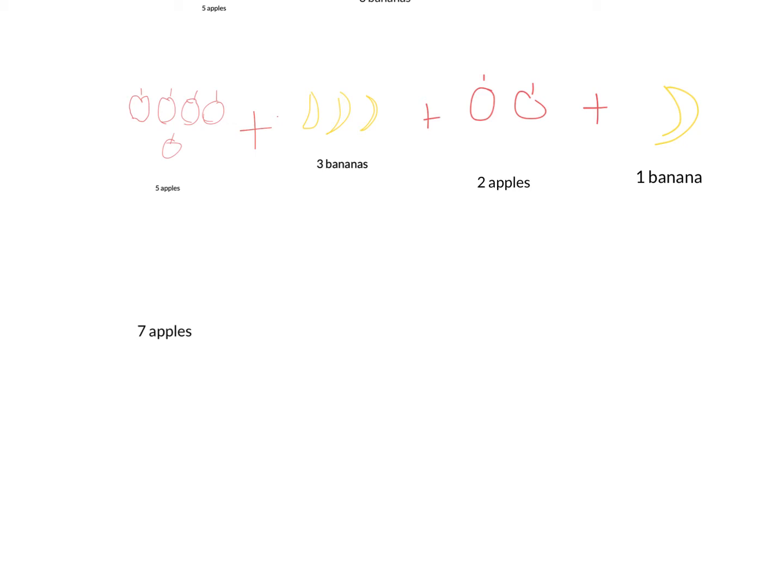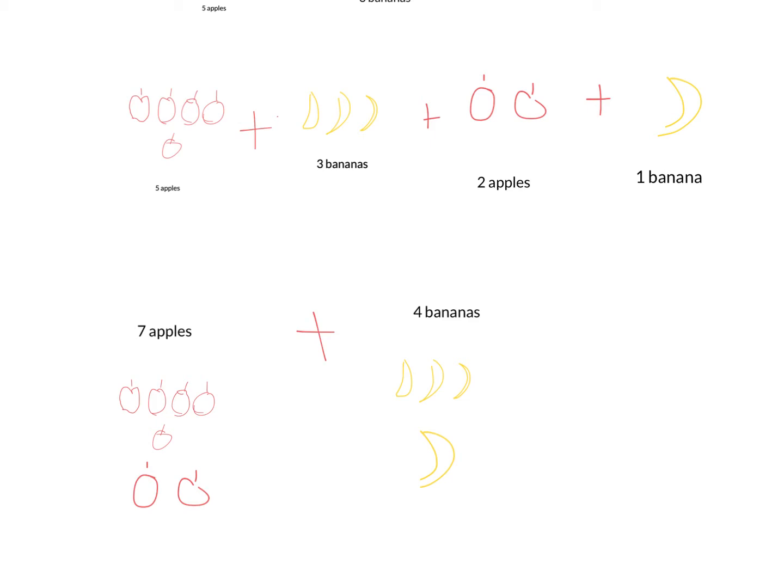When we add our bananas, we're going to have 4 bananas. So 7 apples, because 5 apples plus 2 apples gives us 7 apples, and 4 bananas, because 3 bananas plus 1 banana gives us 4 bananas altogether. We can see this visualized here. Our 5 apples plus 2 apples gives us 1, 2, 3, 4, 5, 6, 7 apples altogether, and 3 bananas plus 1 banana gives us 4 bananas altogether.